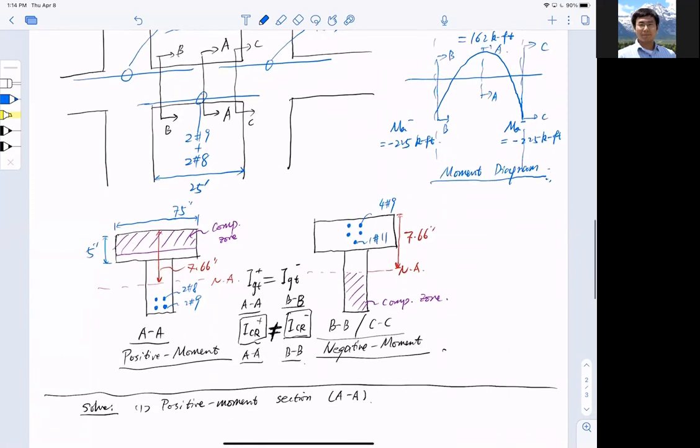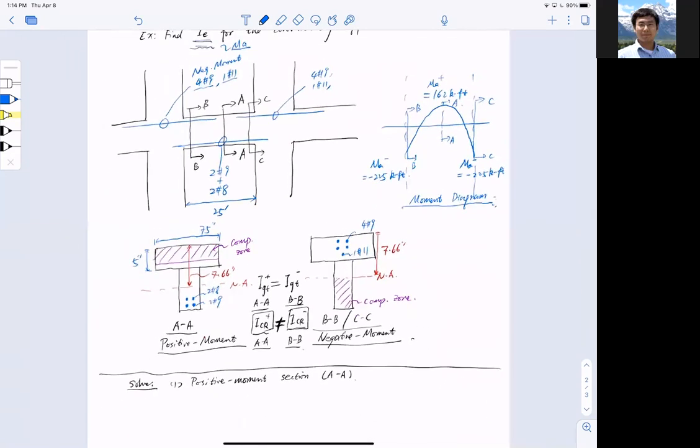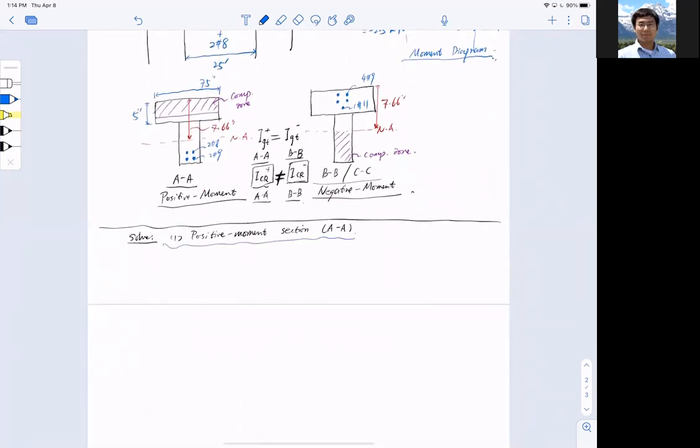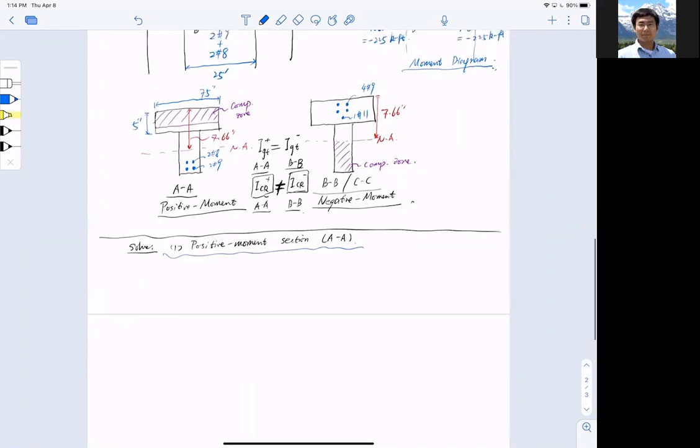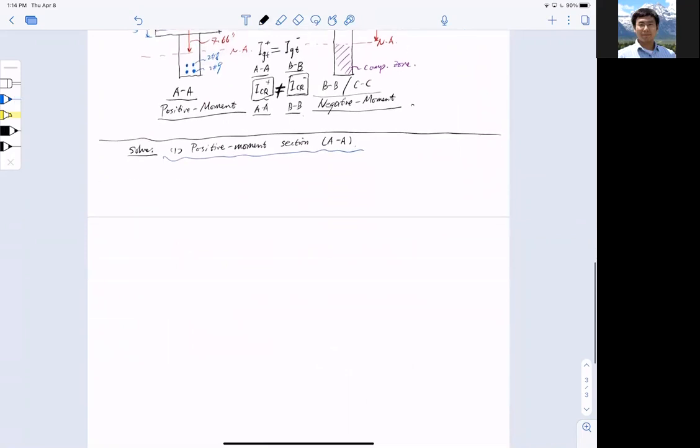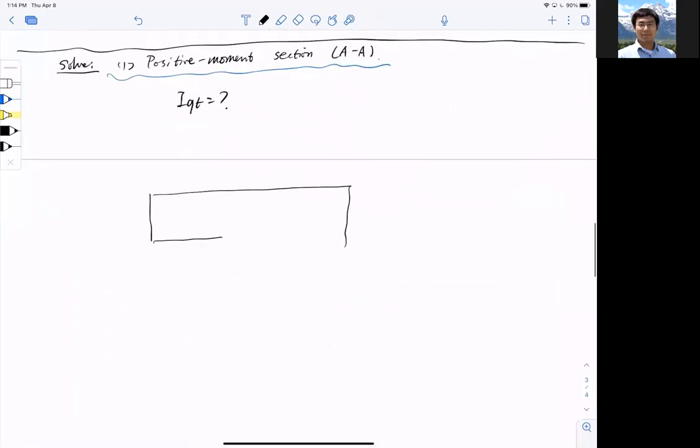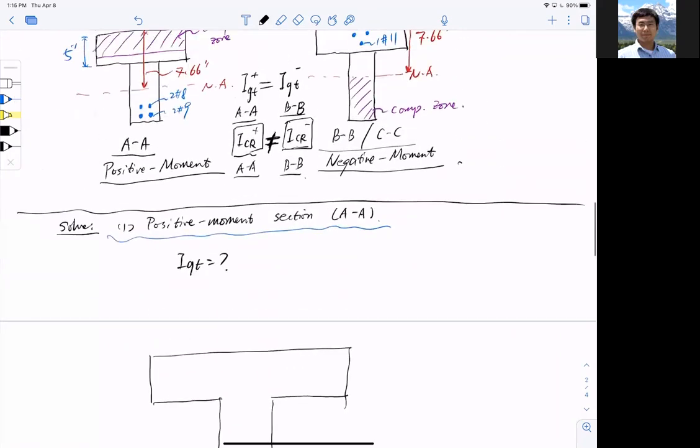With that, we have all the information from the problem, and we're trying to find the effective moment of inertia. So for the positive moment section AA, I want to redraw the section so you can see it. I want to have the IGT first. So I look at this section here, and let me zoom in. I know the height was the neutral axis. Sorry, this afternoon is a little bit hazy for me.